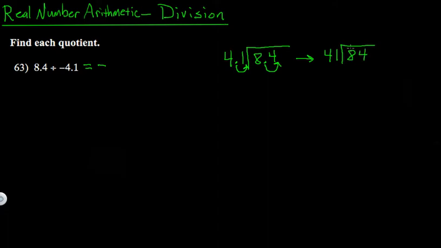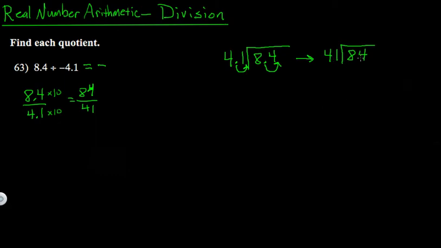Essentially, I multiplied this by 10. If you think about it like this, if the problem was 8.4 divided by 4.1 written like this, I essentially multiply both the numerator and the denominator by 10. 10 over 10 is 1. That doesn't change the problem. So it becomes 84 divided by 41. So that's what we have here. So then we divide.